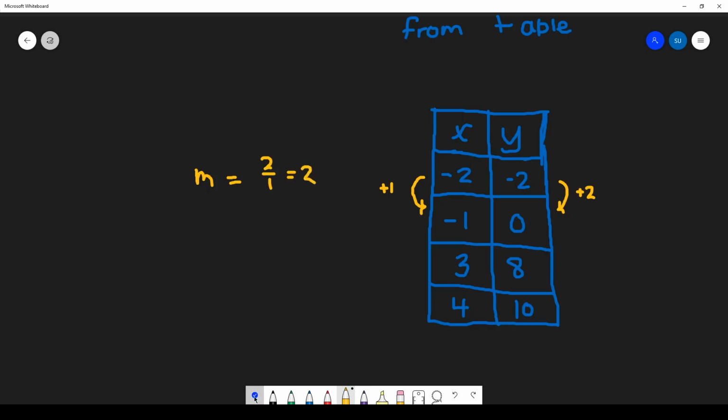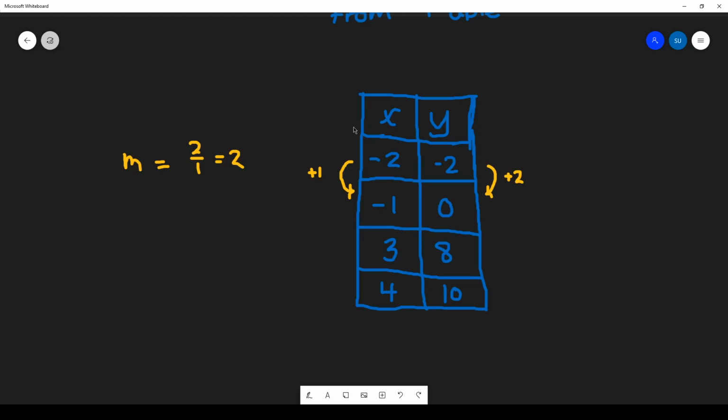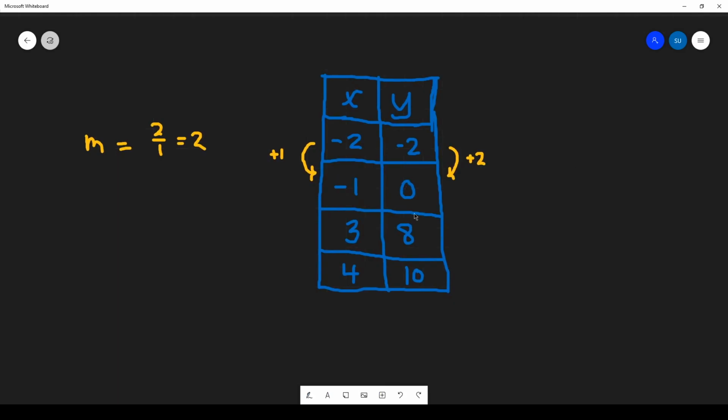Now, if you're doubting that this will work for any 2 points, we're going to try the same thing for 2 other points. So we see we have negative 1, 0, and I'm going to skip over the 3, 8 so that you know for sure that it'll work with any 2 points. They don't have to be successive. They don't have to be right after one another, even though it makes it a lot easier if they're right after one another. But it'll work with any 2 points on that line.